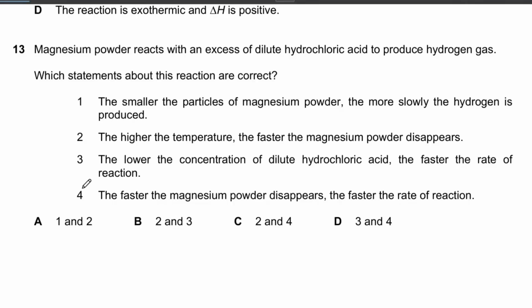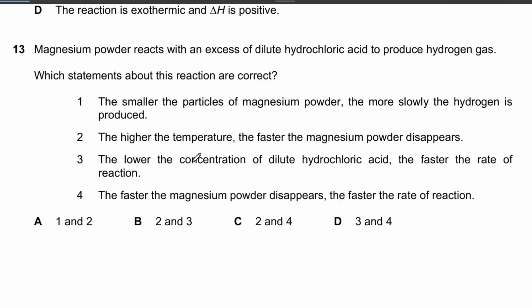Question 13. Magnesium powder reacts with an excess of dilute hydrochloric acid to produce hydrogen gas. Which statements about this reaction are correct? 1. The smaller the particles of magnesium powder, the more slowly the hydrogen is produced. That is wrong. The reaction will be faster, so the hydrogen will be produced faster. 2. The higher the temperature, the faster the magnesium powder disappears. That's correct. So 2 is correct.